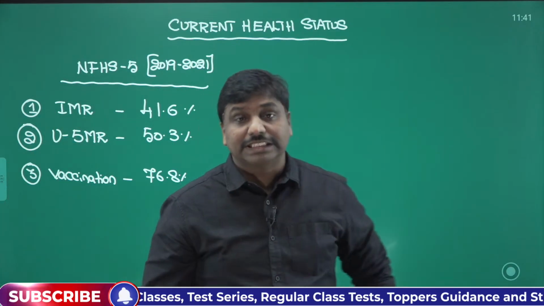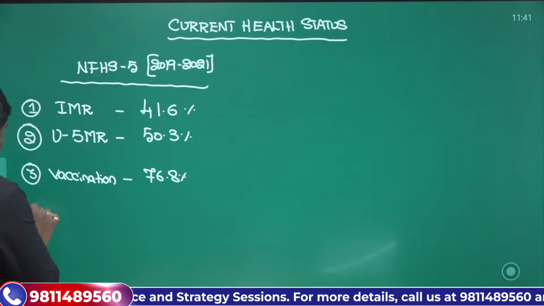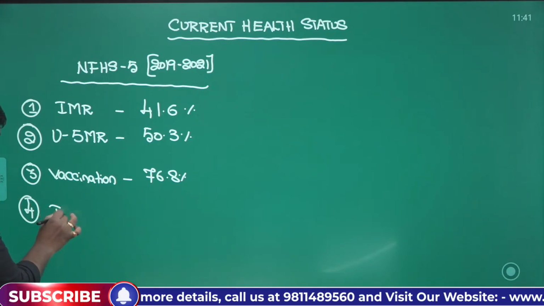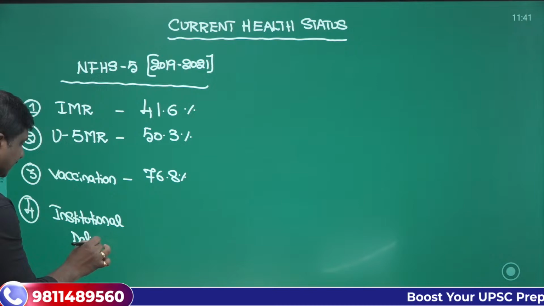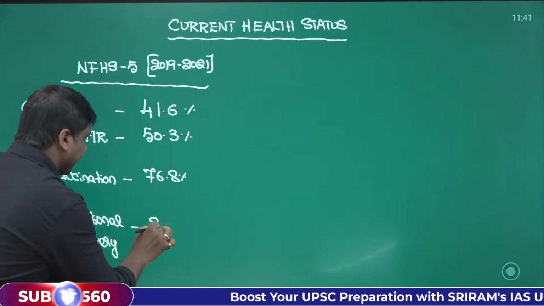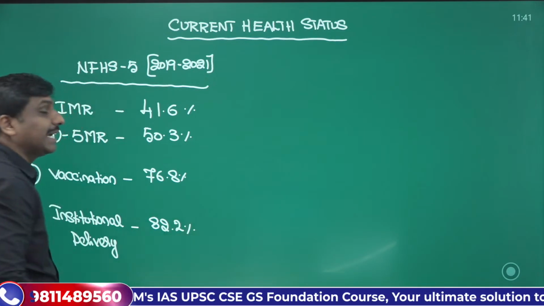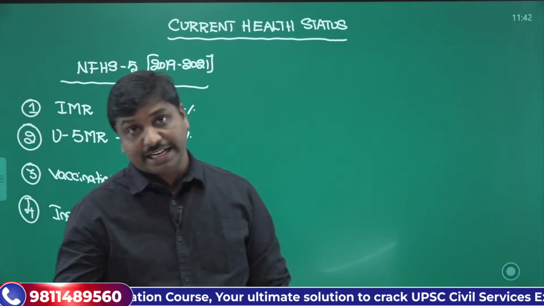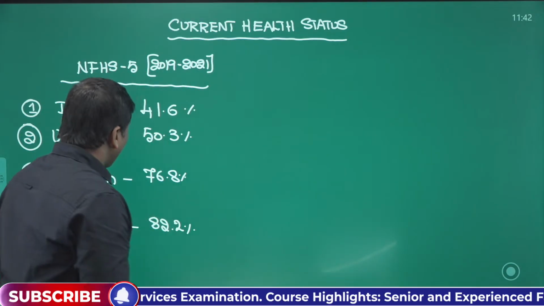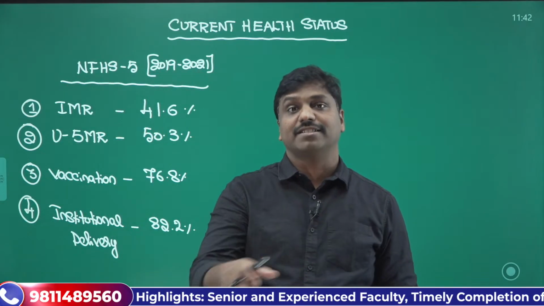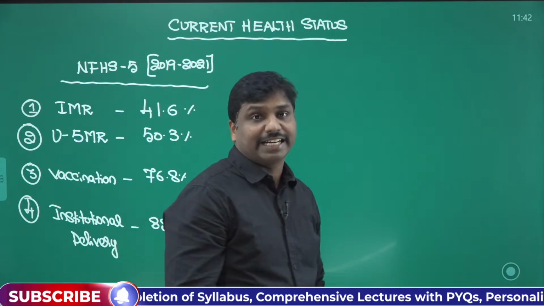Then from the institutional delivery point of view, here also it is very less. Institutional delivery is roughly at 82.2%. This is one important statistic. When we compare with the mainstream, it is around 88 to 90%, so it is comparatively very less. That means fewer people are taking institutional delivery, that is, in hospitals and such healthcare areas. This is one important data point that you should understand.